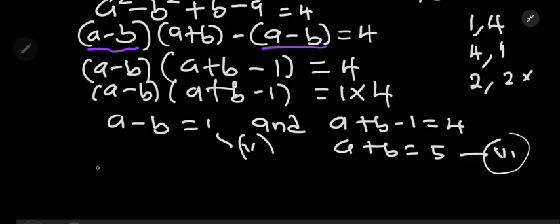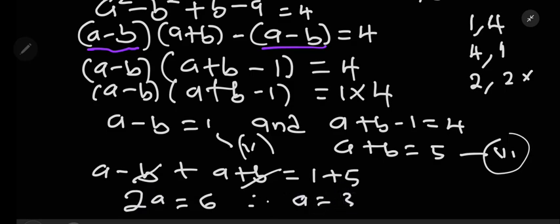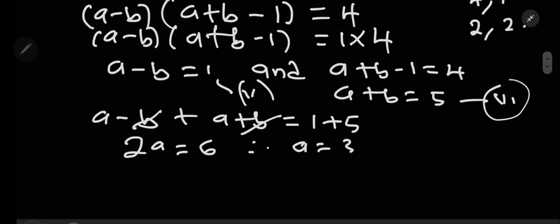Okay, so let's just add them: a minus b plus a plus b is equal to 1 plus 5. So of course, you have 2a equals 6. By implication, a is equal to 3. So we've gotten the value of a to be 3 now, so we can put that in equation 5 or 6 to get b. So let's put that in 6. So you substitute a equals 3 in 6.